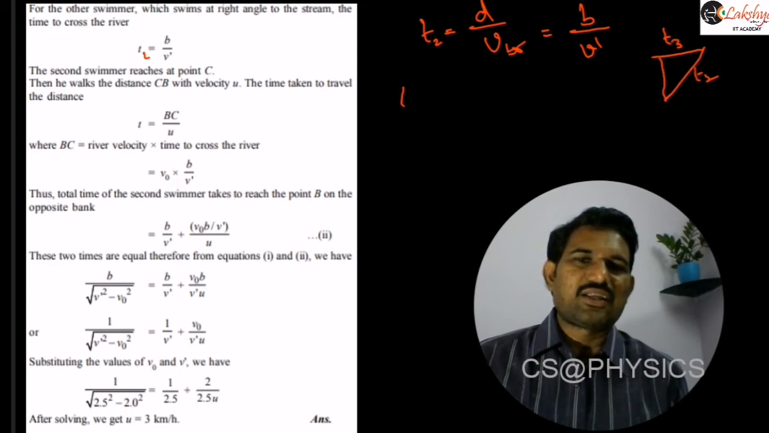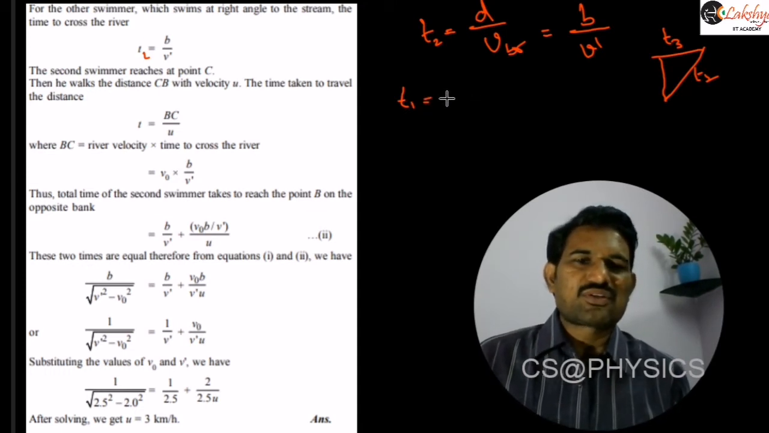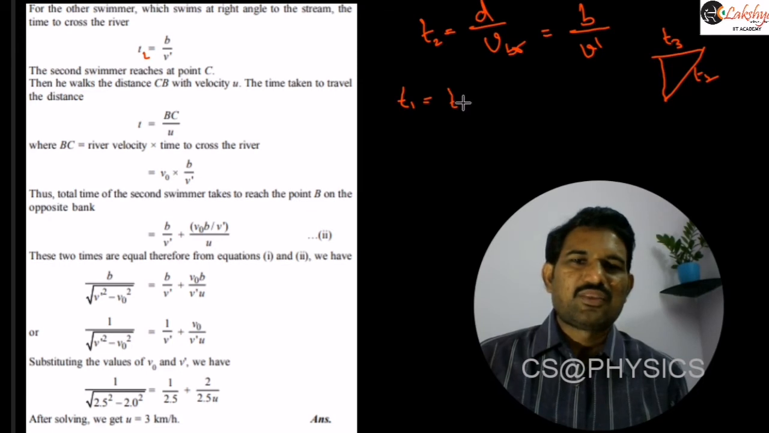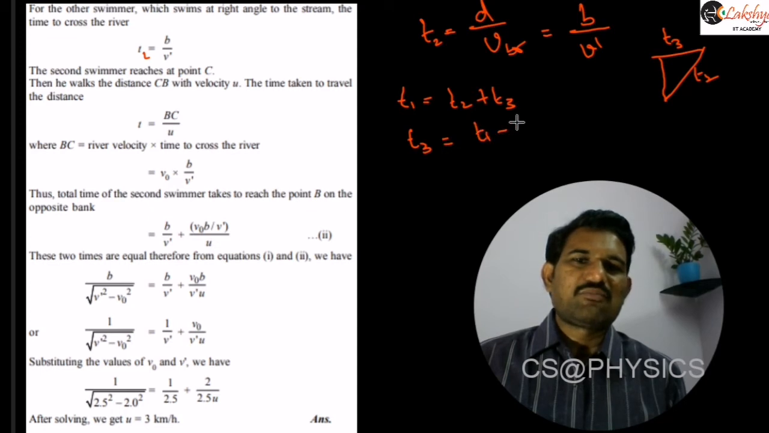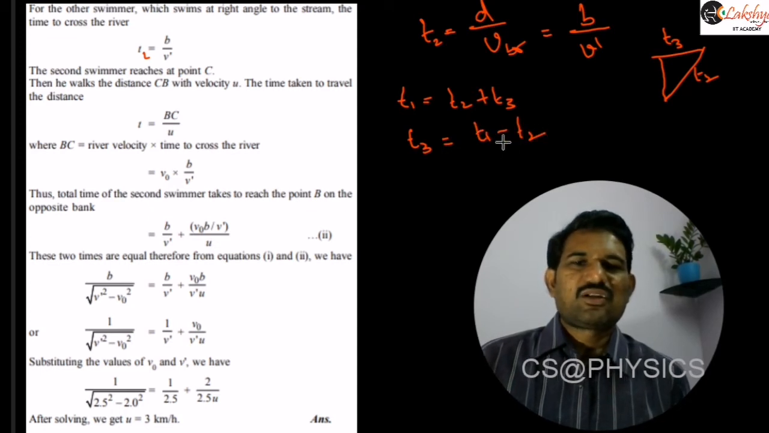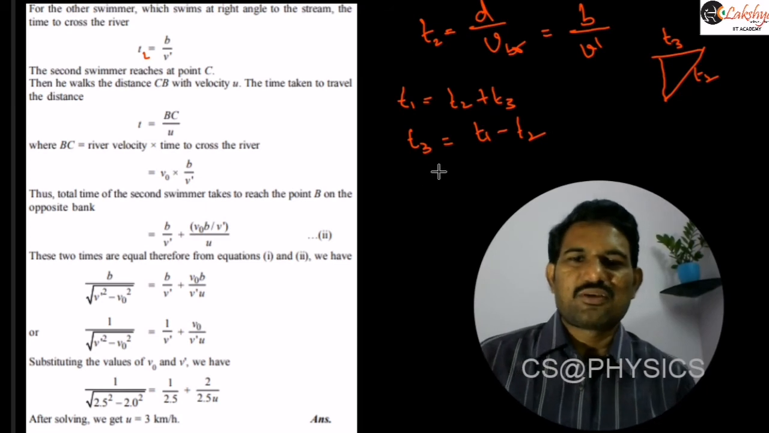Then what we can write is, T1 is the time taken by the person who is traveling along the shortest possible path, so T1 equals T2 plus T3. From this we can calculate the T3 value, T1 minus T2. T1 and T2 values we can substitute by using the above expressions.